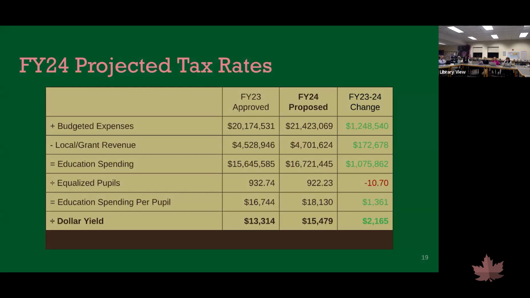The ed spending is then divided by the dollar yield. I talked to you about this number in December. This is a number that is set by the tax commissioner, and it is basically how much money is raised for $1 on the tax rate. So for a tax rate of $1, you, the district, would get $15,479 per pupil. This number, when it goes up, drives the tax rate down.